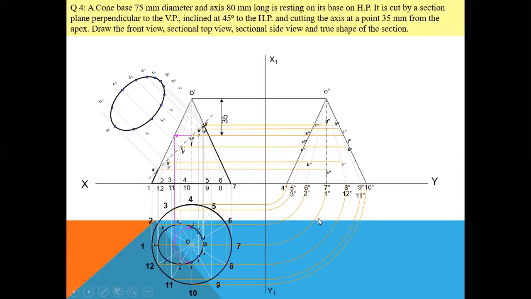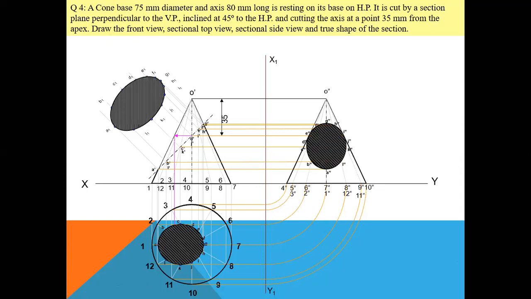Likewise, if you do this for all other points, you will get a figure somewhat like this. At last, you have to join these points. Fine. Again, it will be a kind of ellipse shape, and join the outline part by HB pencil. Then hatch the parts, through shape, sectional top view, as well as your sectional left hand side view. This is your question number 4. That is the sectional view of cone.